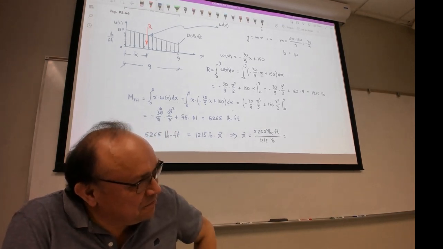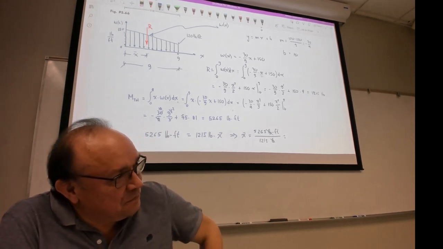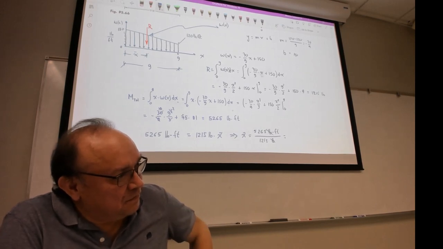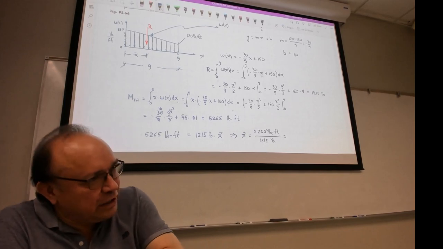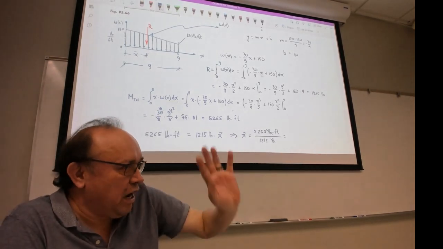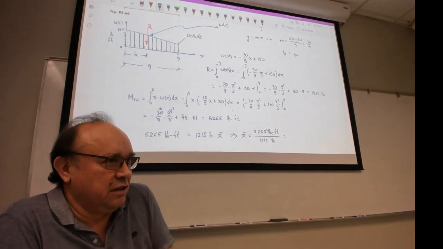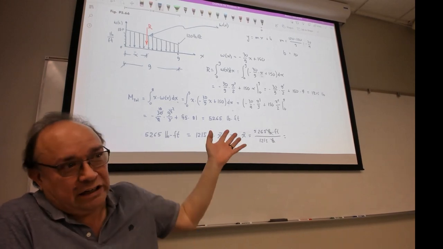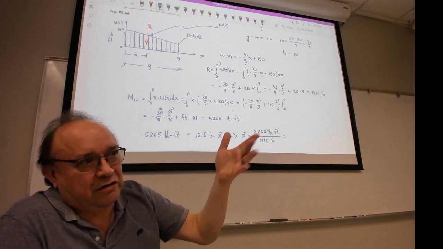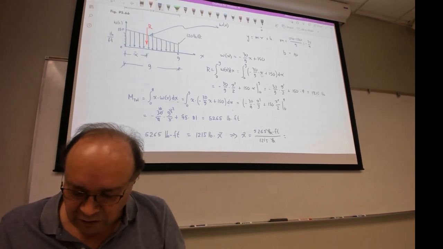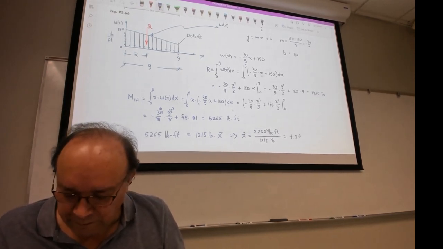Would it have been easier if we would have separated it by the area, like doing it by the trapezoid? Yeah, we're going to do that. But I want you to understand how to do the integral, because when you get something weird, you have to do the integral. When you get simple areas like a straight line, you use rectangles and triangles. We're going to do it next. 4.33 feet.